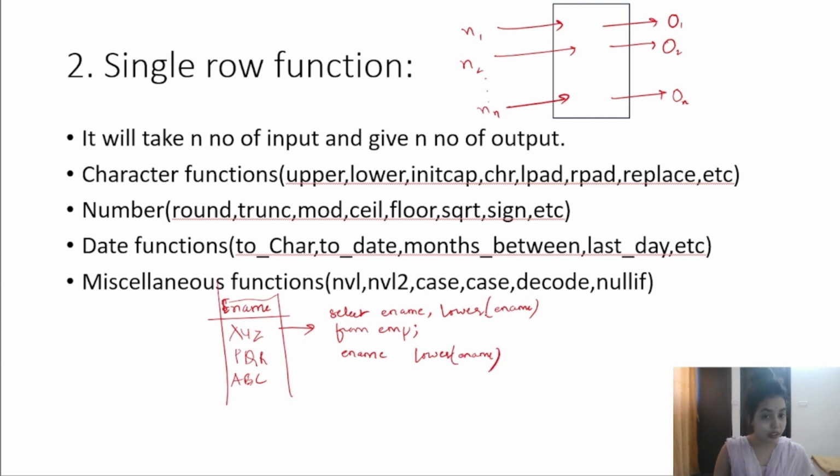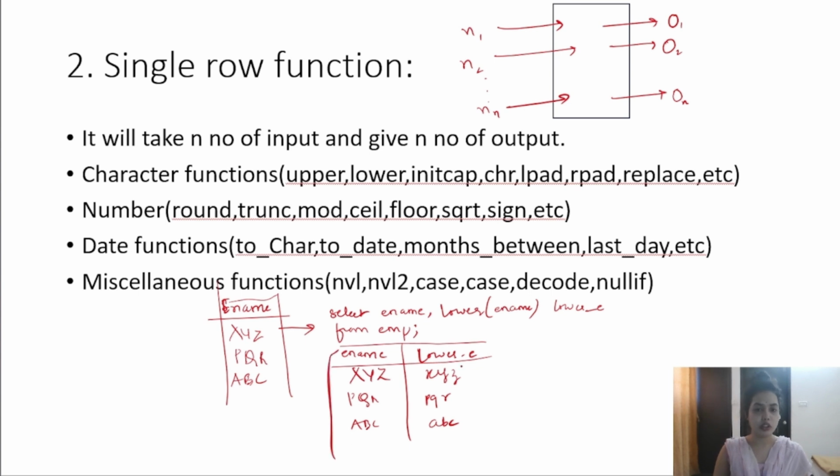If I want, I can give an alias also. So I can give the alias lower e here, and my column name would be lower e. So I'll get 2 columns here. In the first column I have xyz. In the second column, since I have used a single row function, it will change my names like this. So PQR would be lowercase, ABC would be lowercase. Like this I'll get an output. So for n number of inputs, you'll get n number of outputs.